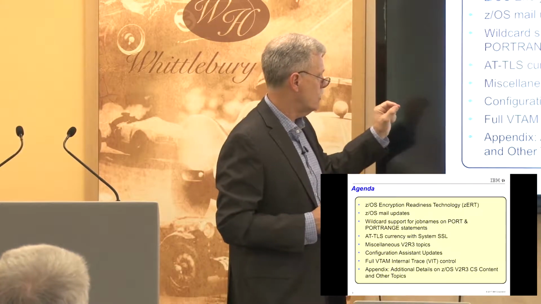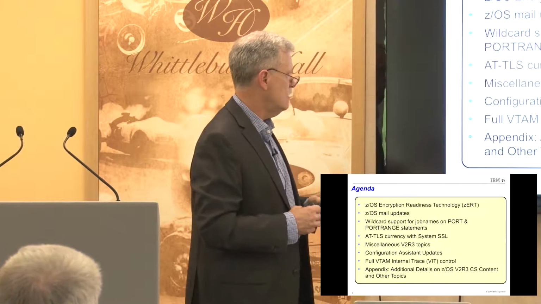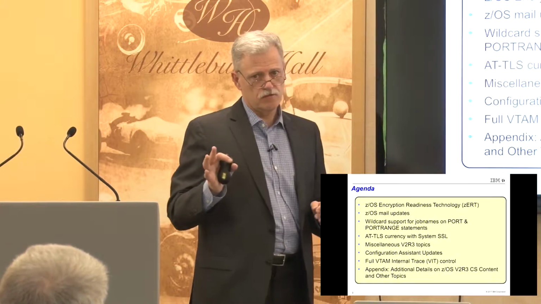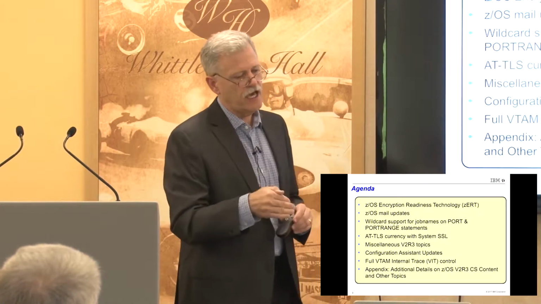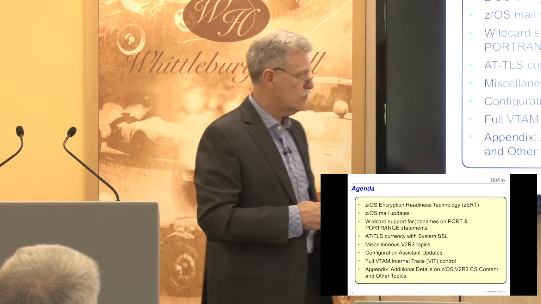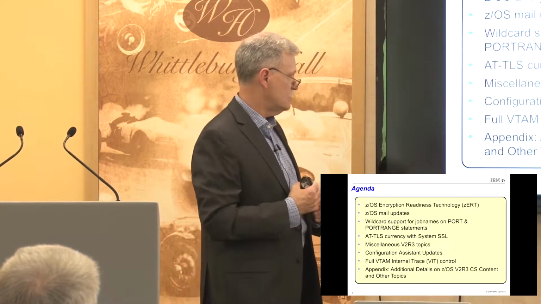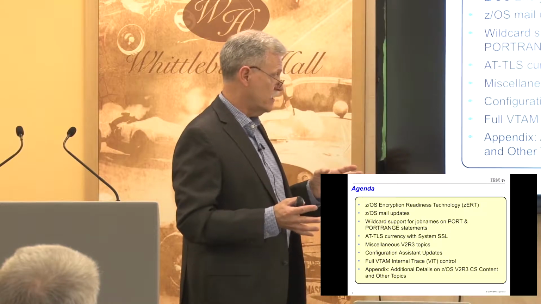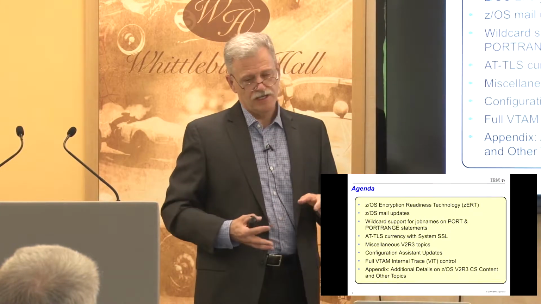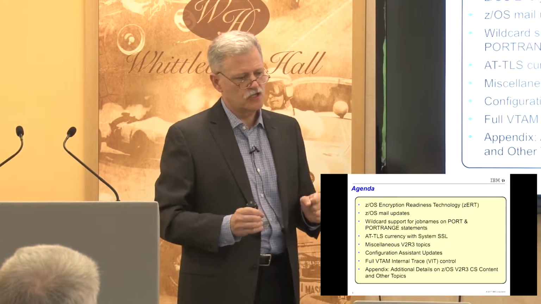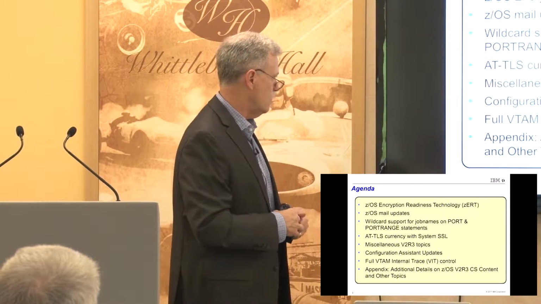Wildcard support for port and port range have been updated. ATTLS currency is something we deliver every release. It's kind of a release tax to keep up with SSL and other security specifications that continue to change. Then I have a list of miscellaneous changes that were shipped in 2.3. Each of those are relatively large in itself, but again, I'll at least introduce them while we're here.